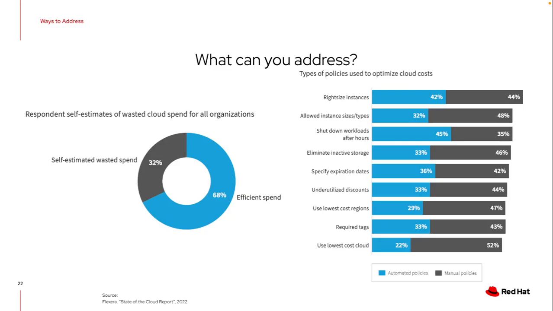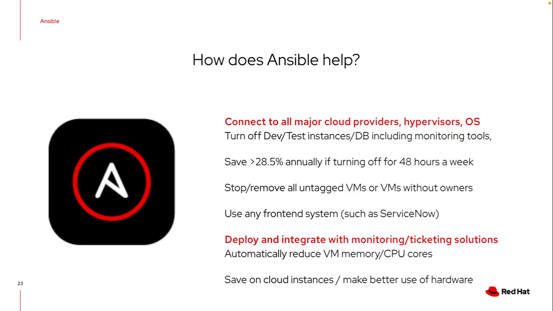So look at different ways that I can leverage pieces to start managing some of this sprawl and really underutilized resources in the cloud. So how can Ansible fit into this? Ansible can work across all of those different cloud providers and hypervisors. So whether it's Azure, AWS, your on-prem VMware environment, I can use that to manage these different pieces.